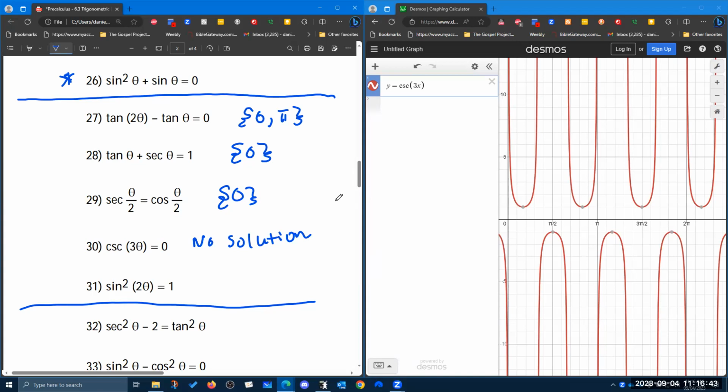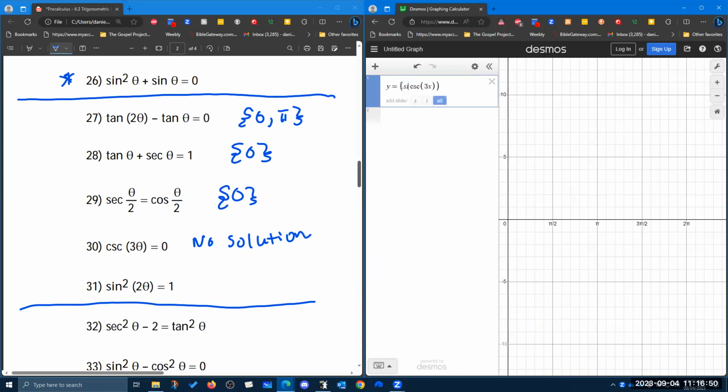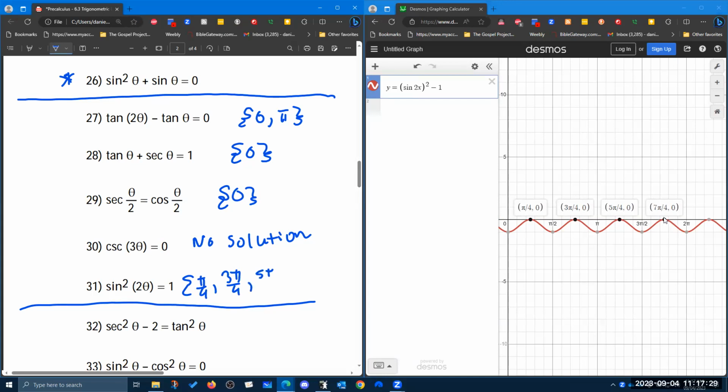And now let's look at sine squared 2 theta minus 1. So I'm not able to square the sine function like I do with this symbol here. I'm going to have to put sine of x quantity squared like that, but I actually want this to be sine of 2x squared minus 1. I want my answers again that are between 0 and 2 pi. So all of these answers right here that are pi over 4, 3 pi over 4, 5 pi over 4, and 7 pi over 4.